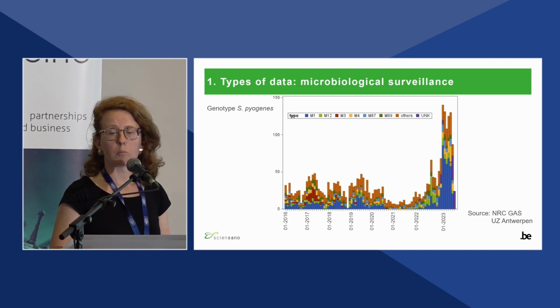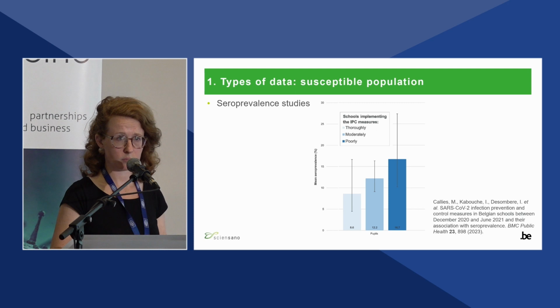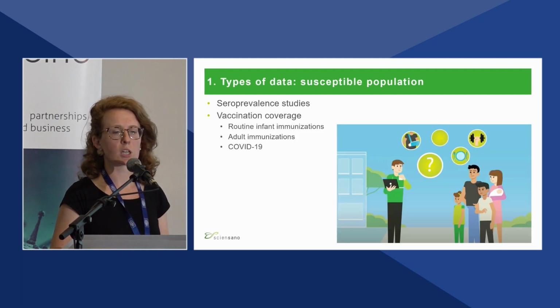Incidence data is one thing, but we sometimes need more detailed genomic surveillance data. So that's where our NRCs come in and who do the more profound microbiological surveillance and genotyping. As we know with COVID-19, but with many different diseases, it's not just about the incidence, but also about the susceptible population who is potentially at risk for a certain disease. And there, the seroprevalence studies can offer a lot of important information. And vaccination coverage. It's been mentioned many times.